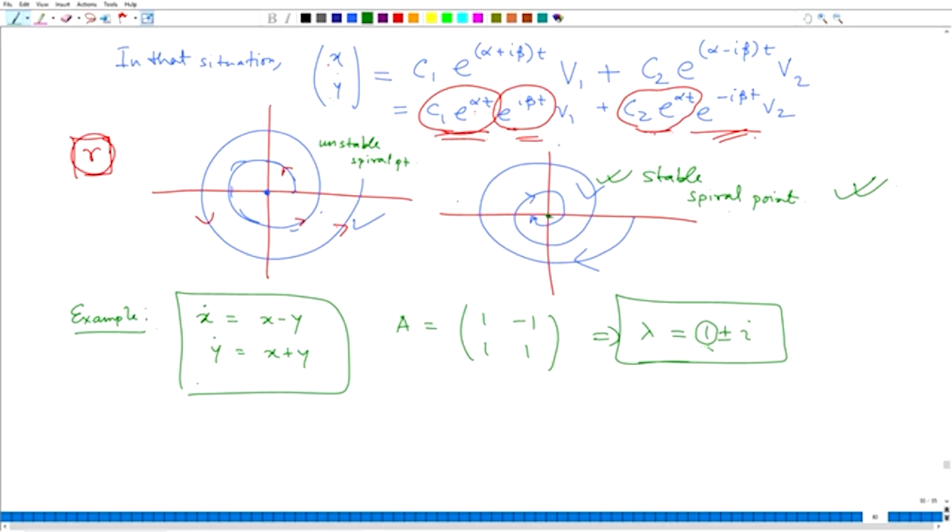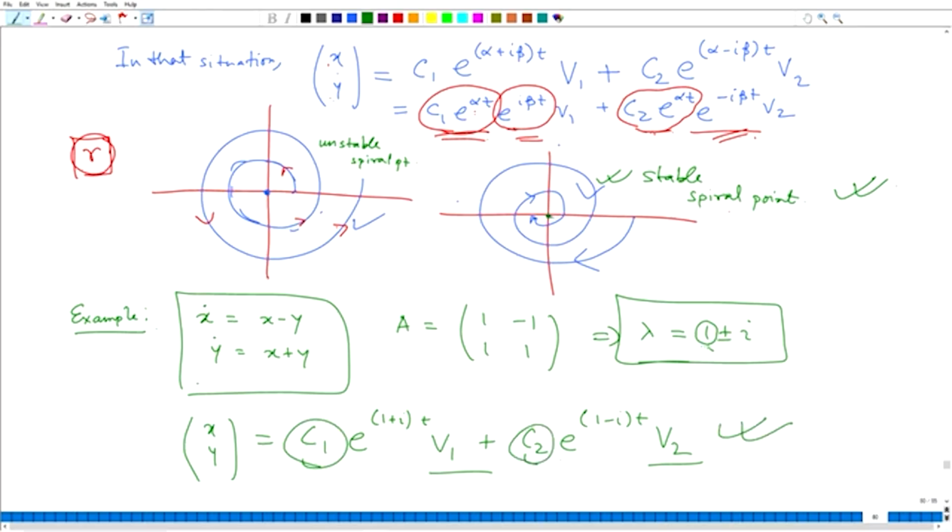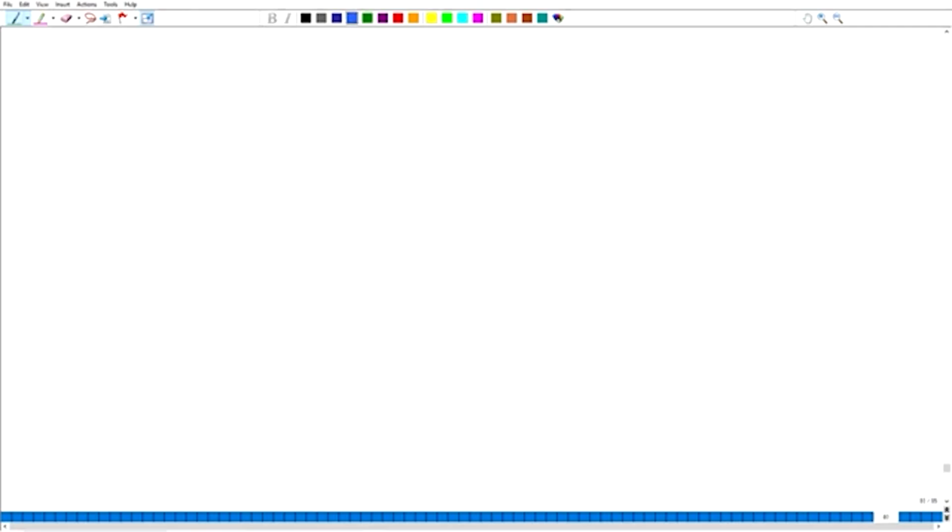And even if you do not do anything further, what will be the general solution? The general solution will simply be equal to C1 e to the (1 plus i) t V1 plus C2 e to the (1 minus i) t V2. You calculate V1 and V2 and then you are done. If in addition you have the initial conditions, you can also evaluate C1 and C2 and you have the total solution.